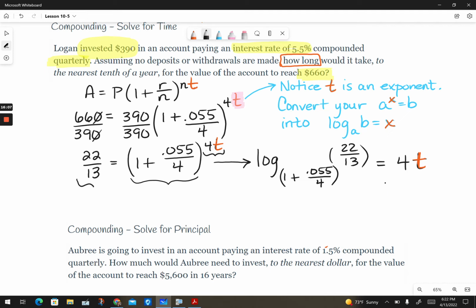So once I have this typed out, what am I going to do? I need to solve for t. Well, the t needs to be isolated, so I need to divide this side by 4 so that I can cancel to leave t by itself. Whatever that answer is above, I'm going to divide it by 4, and that will give me my t. So get your calculator out, and let me show you how to type that problem out.